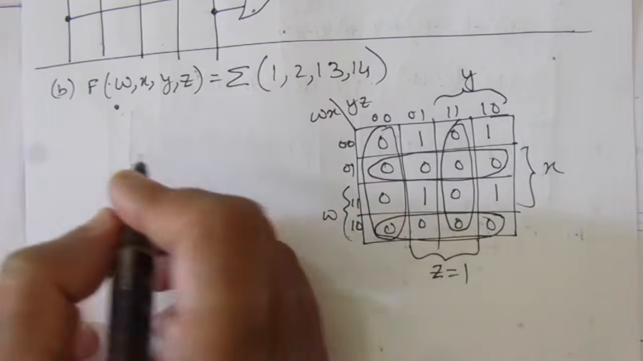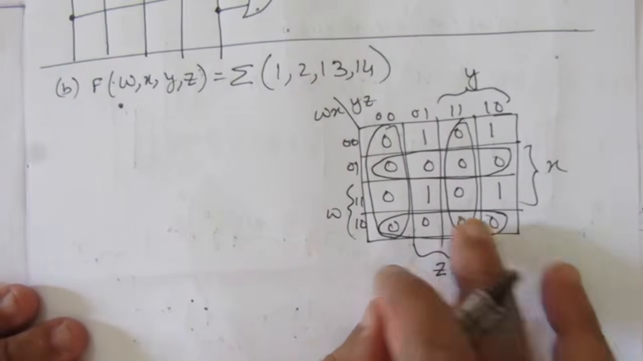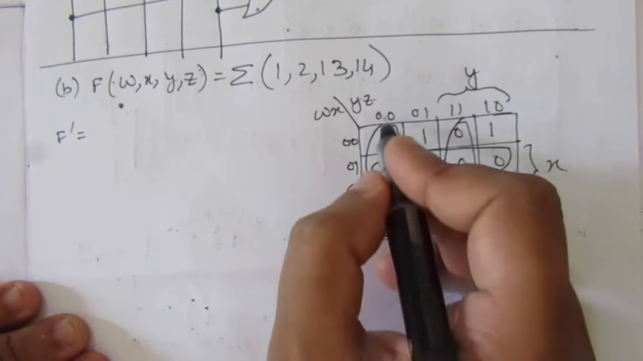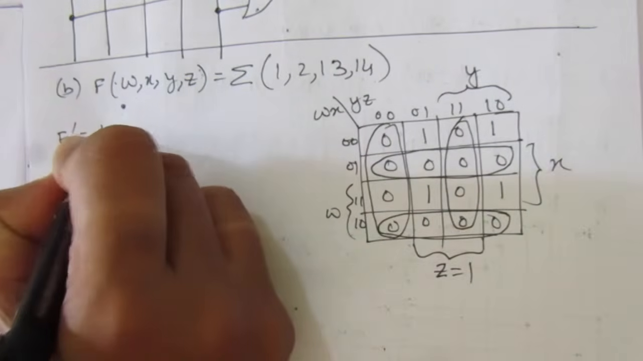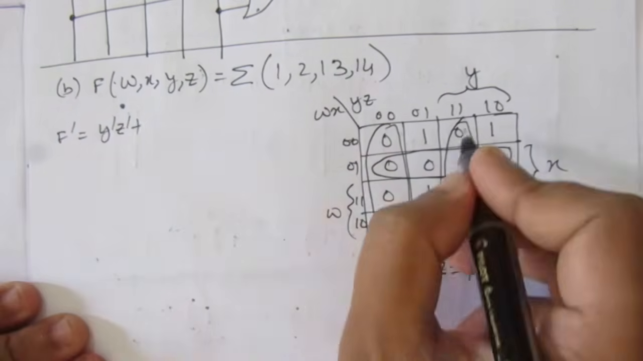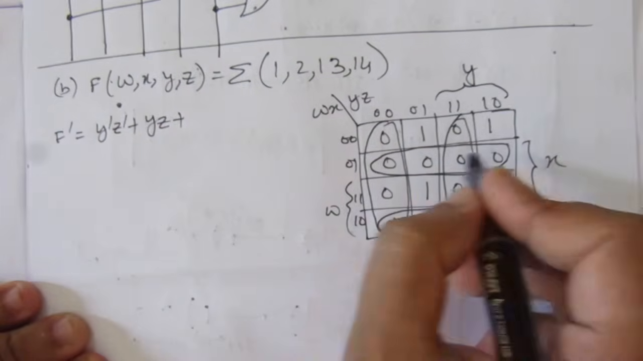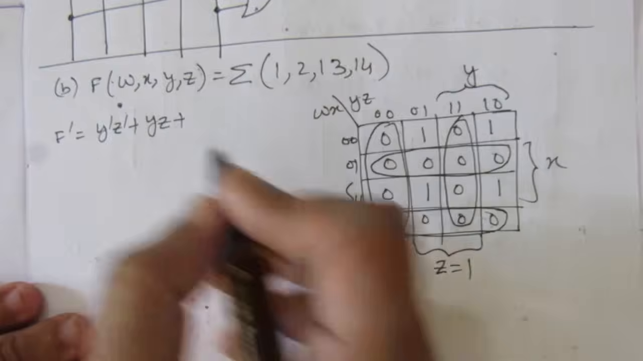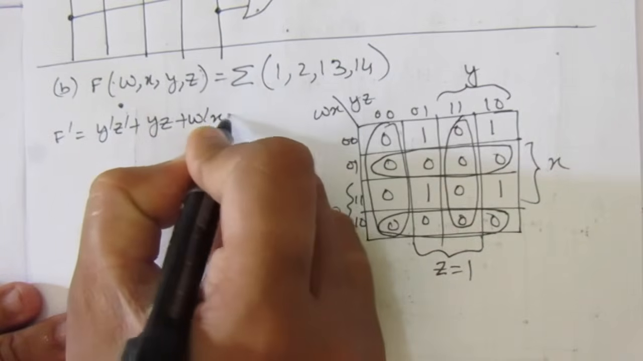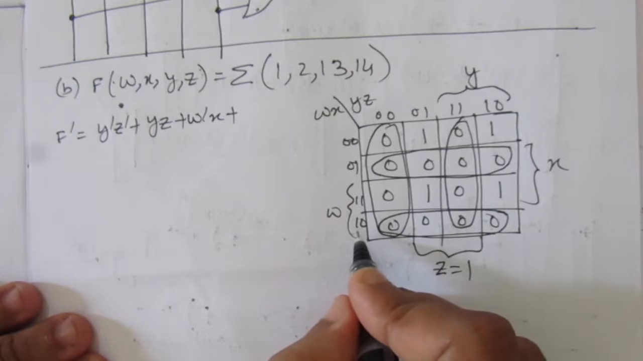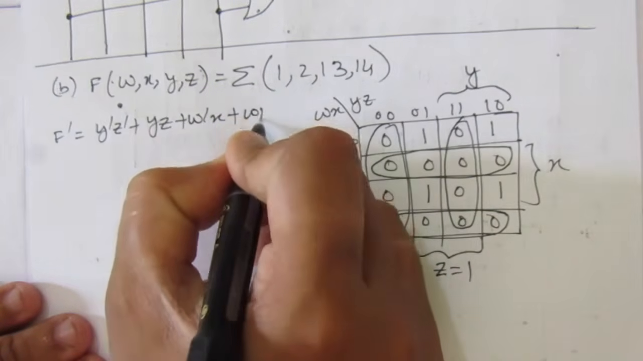Because we have considered the 0 values here, we get f bar equal to, from this term, y bar z bar, plus from this term yz, plus from this term w bar x, plus from this combination wx bar.